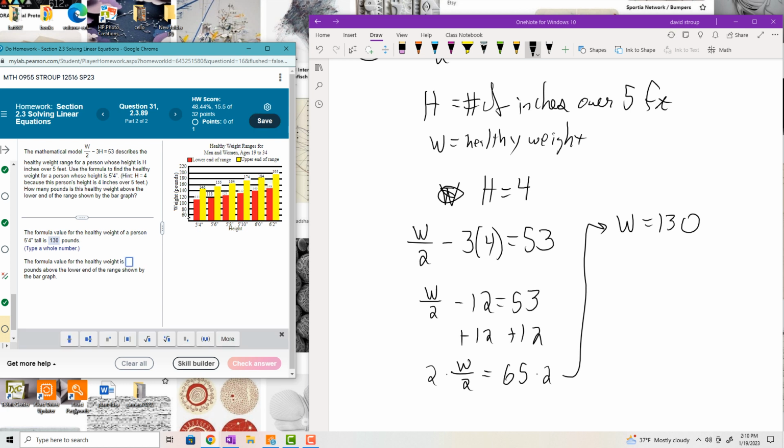The formula value for the healthy weight is, oh, so they want to compare it to the actual data over here. So the lower end for a 5'4" person is 111. So they want to know how much this is over 111. So you just subtract 130 and 111. So it's 19 pounds.